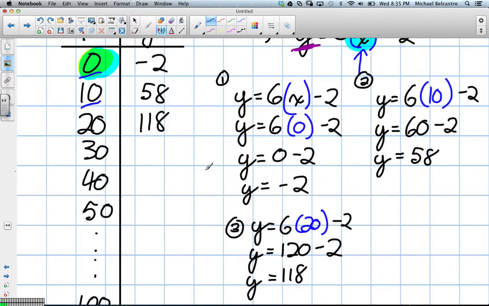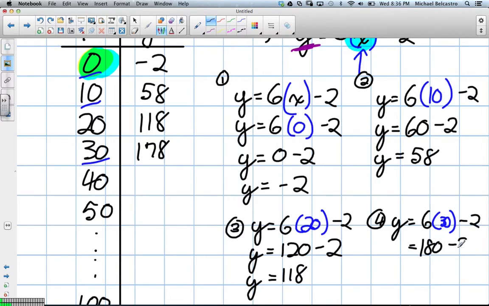And I'm going to help us out here. I think the next one's going to be 178. Let me just see that pattern. Yeah. Next one's 178. And I'm going to tell you how I got that. So the next one should be 6 times what value? 30. So we go into our calculator, and 6 times 30 turns out to be 180. So it's 180 minus 2, which is 178.